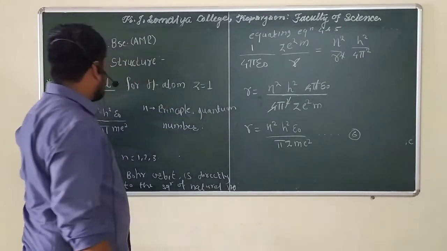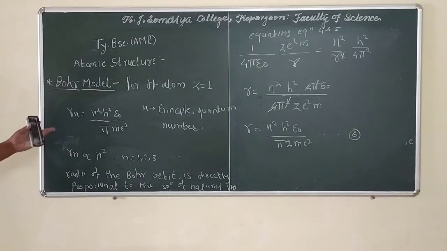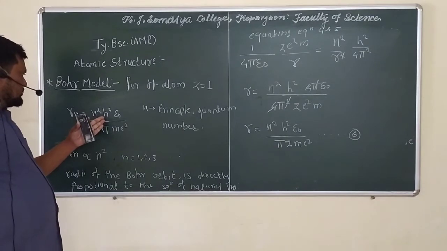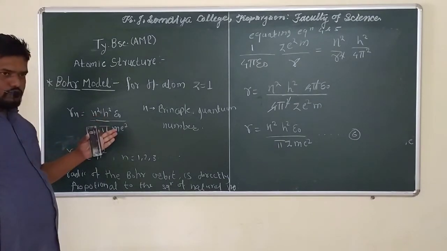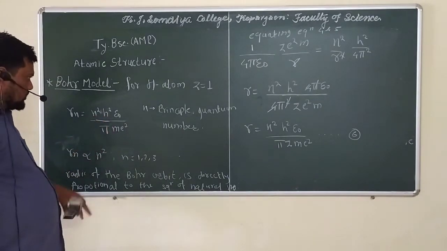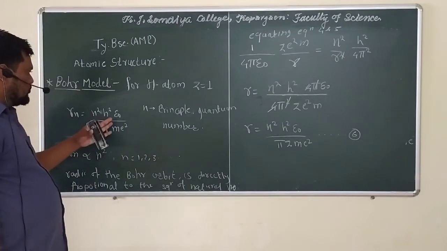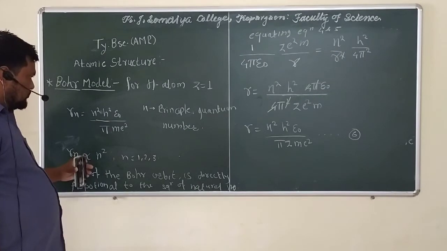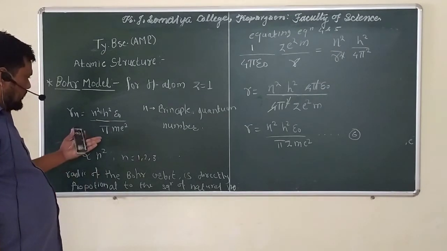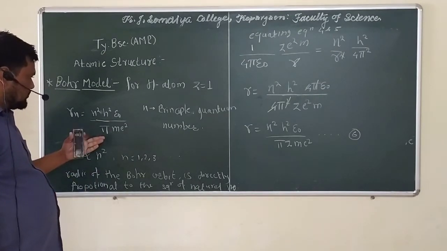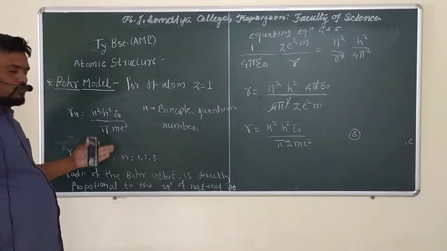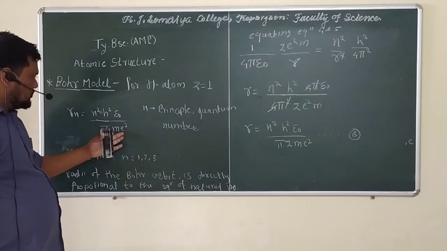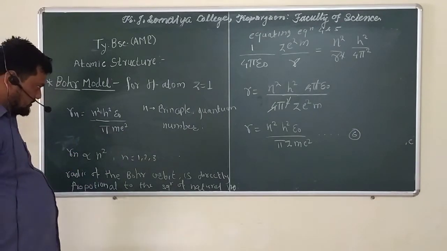Okay, so again we have to see that here. You know that the h square value is 6.625 into 10 to the power minus 34, squaring of this value. Epsilon naught value is 8.85 into 10 to the power minus 12. Pi value is 3.14. Mass of the electron is 9.1 into 10 to the power minus 31, and charge of the electron is 1.6 into 10 to the power minus 19.